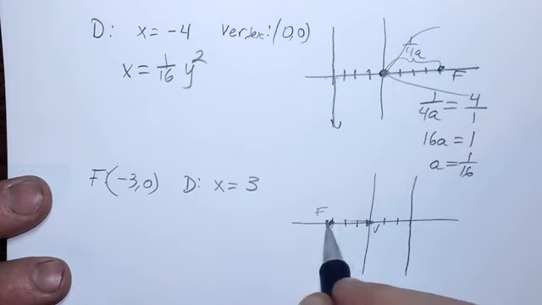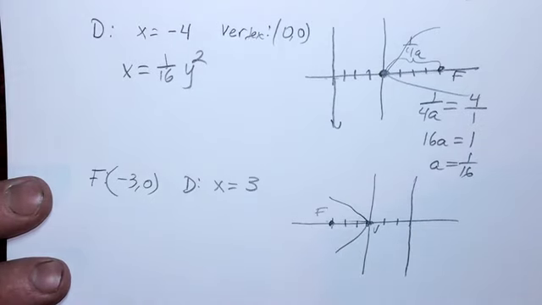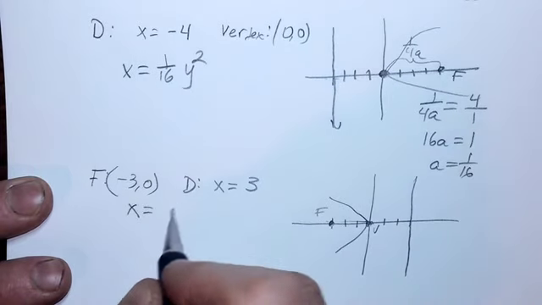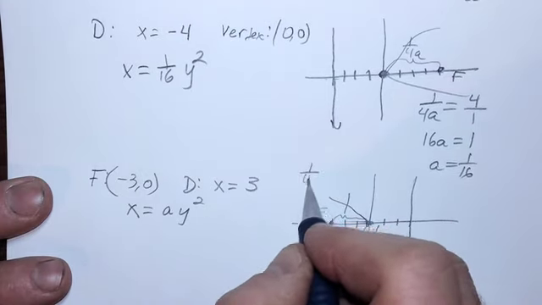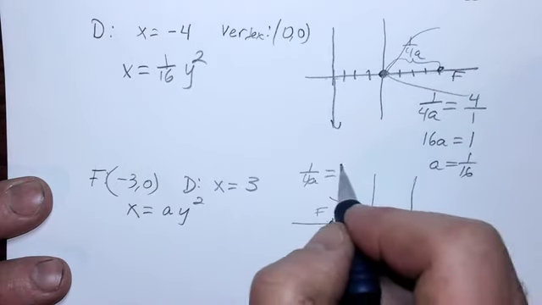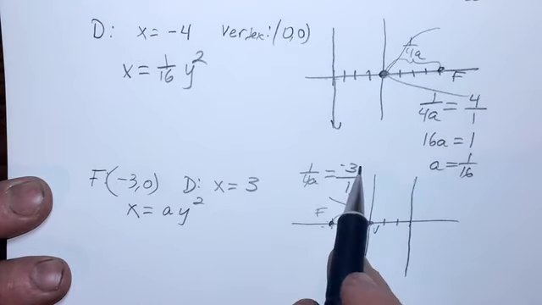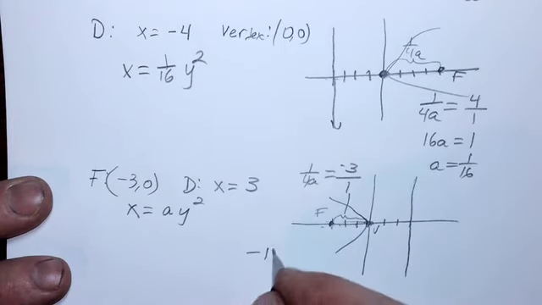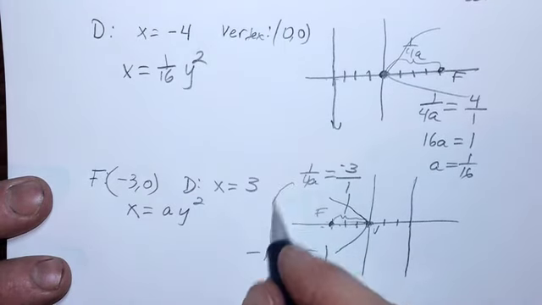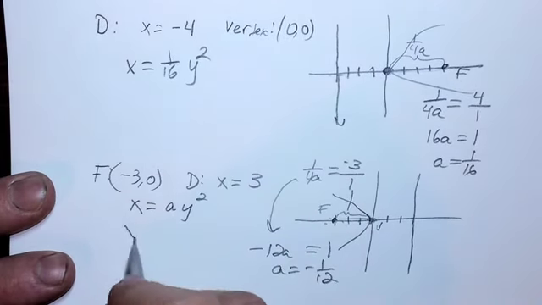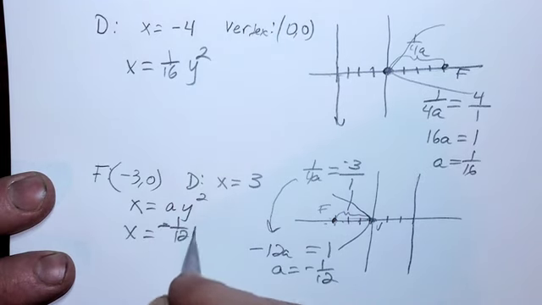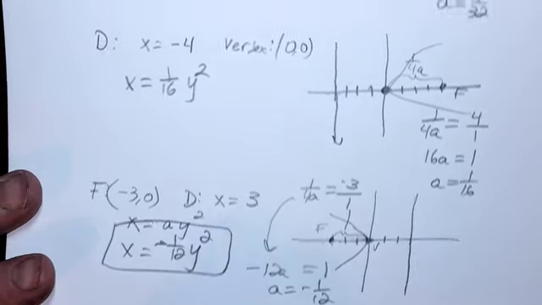So this distance, I know it opens to the left now, because that's the way I go from the vertex to the focus. It opens to the left, x equals ay squared, and I know a is going to come out to be negative. So this distance right here is 1/4a, and that has to equal what this is, which is -3. -3 times 4a, we get -12a equals 1. So a equals -1/12, x equals -1/12 y squared. And there's the equation of that parabola.